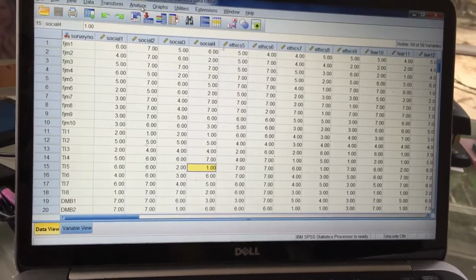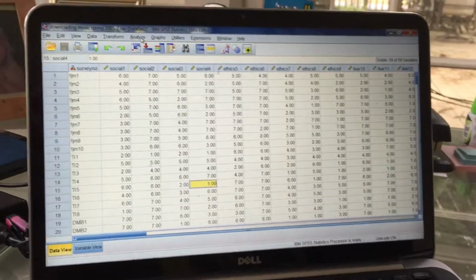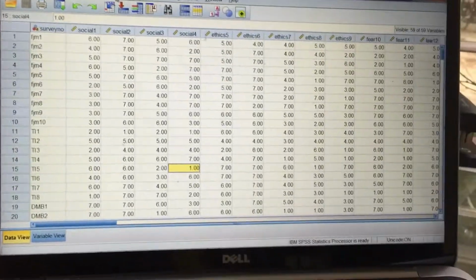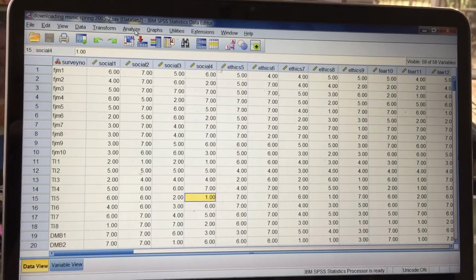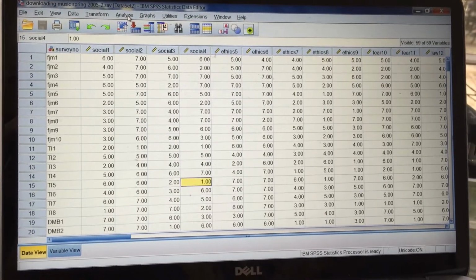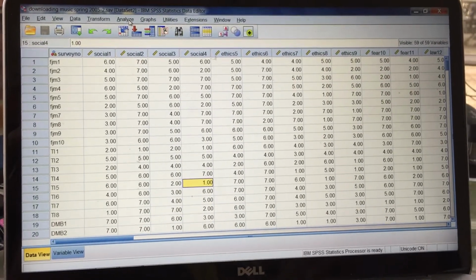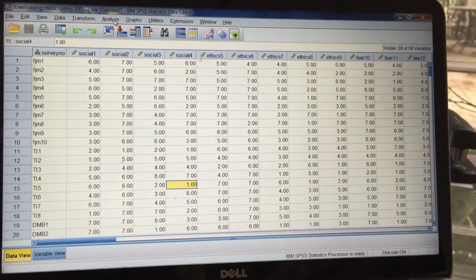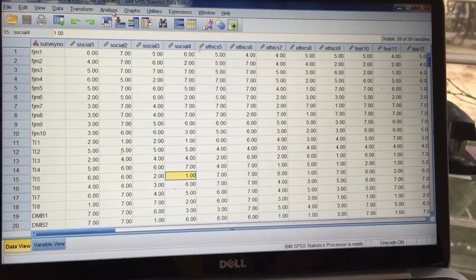Hello, this video is going to demonstrate how to run an independent sample t-test. As you remember, the independent sample t-test is where you test for difference. And with this one, we're testing for difference between two groups.